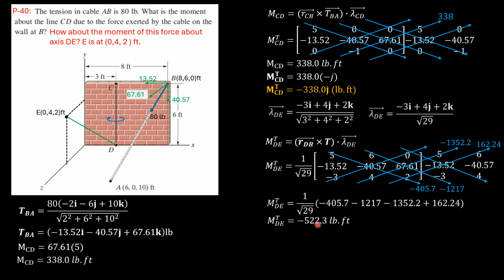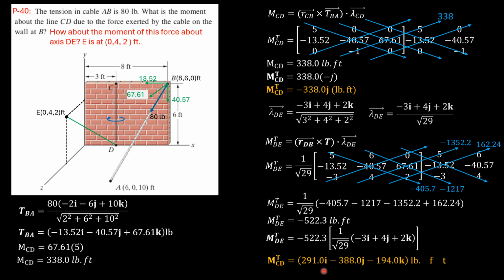But we have to express this in vector form by multiplying this further by the unit vector of axis DE. So in vector form, negative 522.3 times 1 over square root of 29 times negative 3i plus 4j plus 2k. And the final answer in vector form is this: positive 291.0i minus 388.0j minus 194.0k pound-foot.